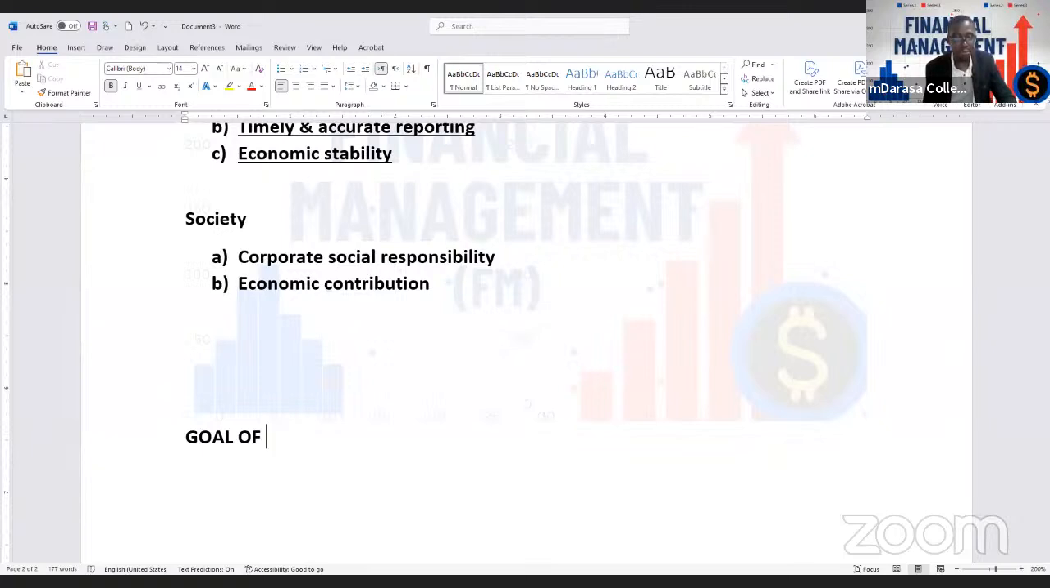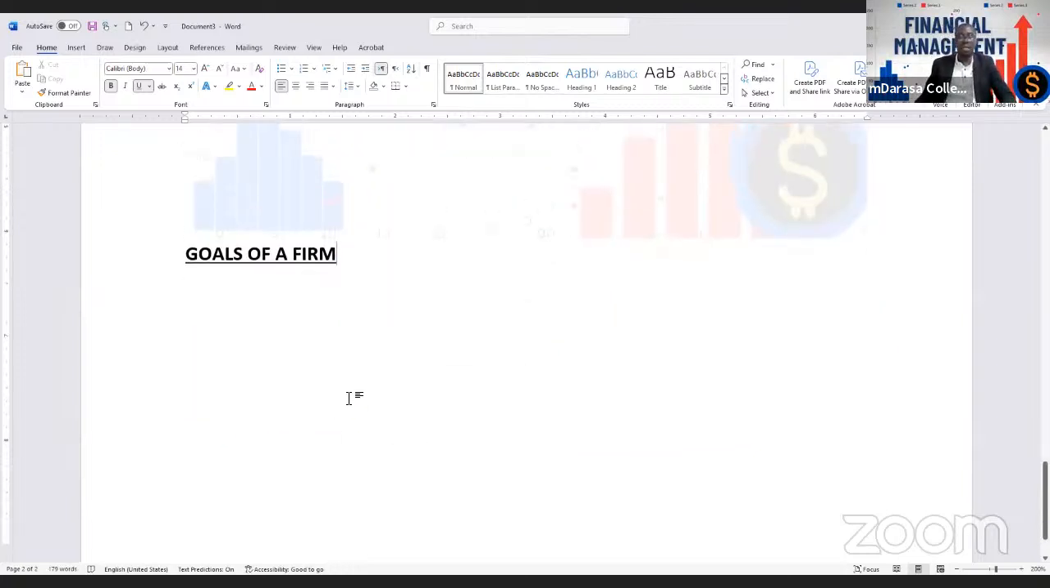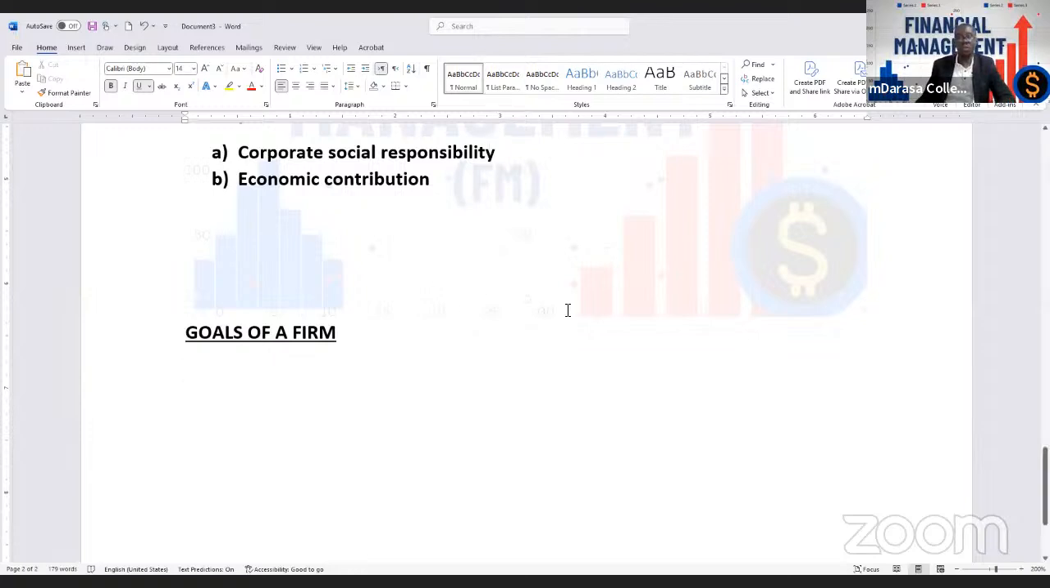Goals of a firm. I want us to consider what are some of these goals of a firm that you must always consider. For exam purposes, the question on goals of a firm is always very notorious. So it will be important that we be very attentive on this.